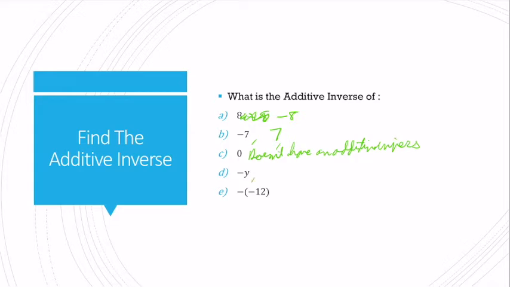To negative y, I'd add y. And what would I add to the opposite of negative 12? Well, the opposite of negative 12 is actually positive 12. So my additive inverse would be negative 12. This is our additive inverse to the opposite of negative 12.